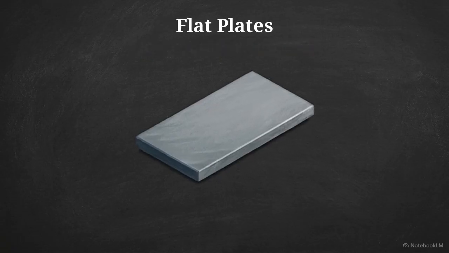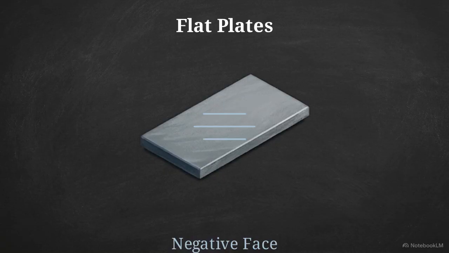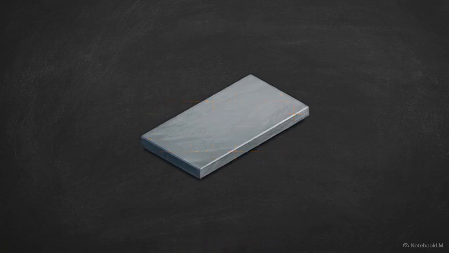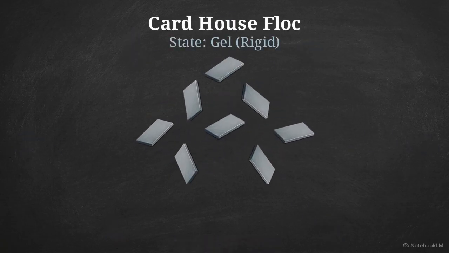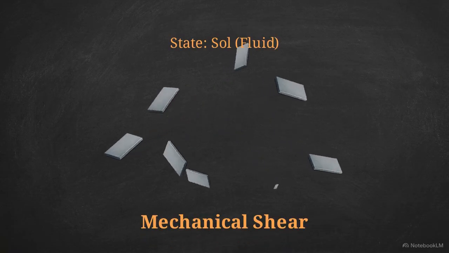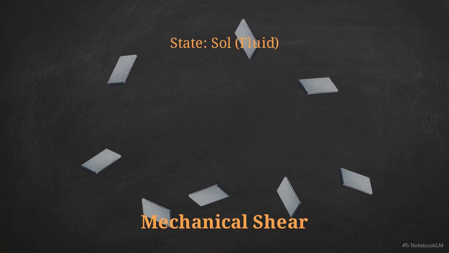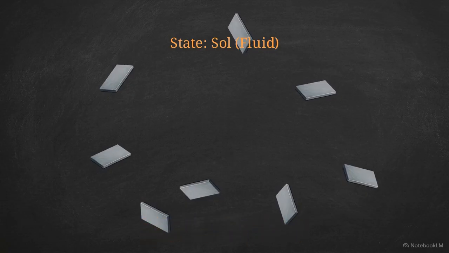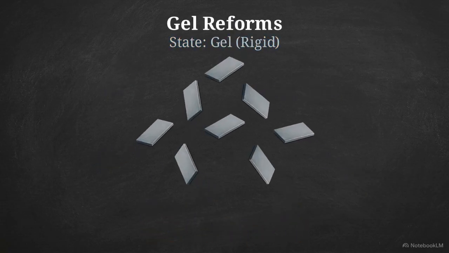The particles are flat plates. Due to their specific atomic structures, the flat face of the plate carries a negative charge, while the edge carries a positive charge. The electrostatic attraction builds a highly specific geometry known as a card-house flock. If mechanically sheared, the weak bonds break and the network fluidizes into a sol. Once shaking stops, attraction resumes and the gel reforms.